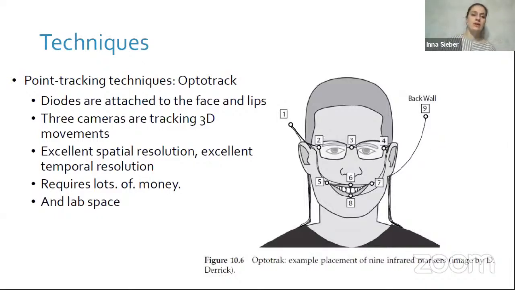There are several techniques that are called point tracking techniques, and one of them is called OptoTrack. In this scary picture, you see diodes attached to the face and to the lips, and cameras are tracking the movements of the eyes, lips and face. In point tracking techniques, we have excellent spatial and temporal resolution, but this technique is very expensive and requires laboratory equipment. So it is not used everywhere, and it is still very expensive.